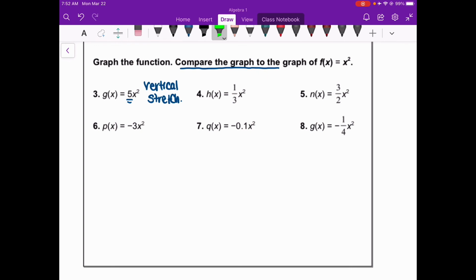In number 5, it's a fraction, but don't be tricked. Put this in your calculator. You're going to get 1.5. It's still bigger than 1. So again, it's a vertical stretch.